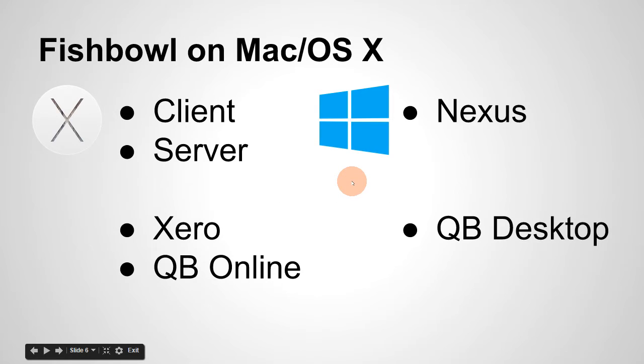So what can we do on our new OS X server? What you can do is run both the client, which we've always been able to do, now with a more consistent look and feel for the reports, and now you can run a server. And when you run everything on a Mac, you can just use QuickBooks Online and Xero as your accounting package.